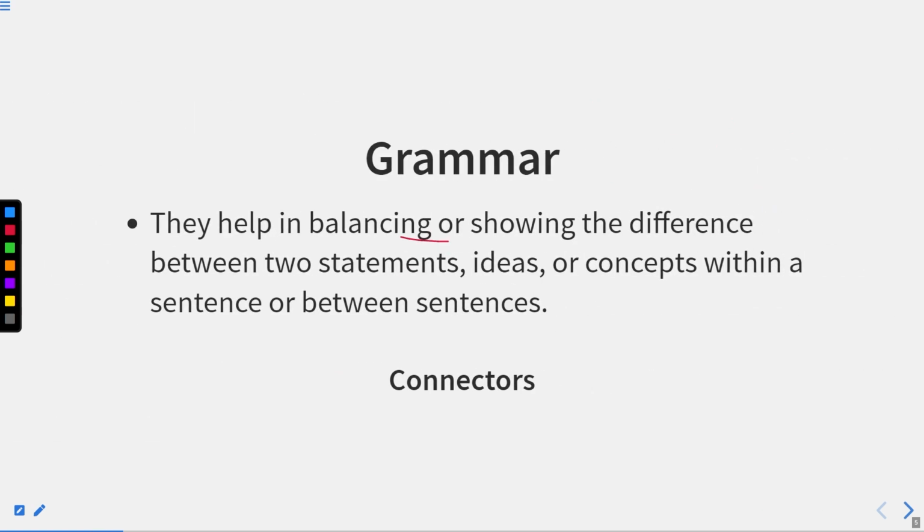They help in balancing or showing the difference between two statements, ideas, or concepts within a sentence or between sentences. Suppose there are two sentences, or there is only one sentence which has two clauses. They balance in both situations, because the two statements are not related to each other, or you can say the two statements given to us are opposite. Just to make that sentence meaningful, these connectors are used to balance that particular situation or condition.